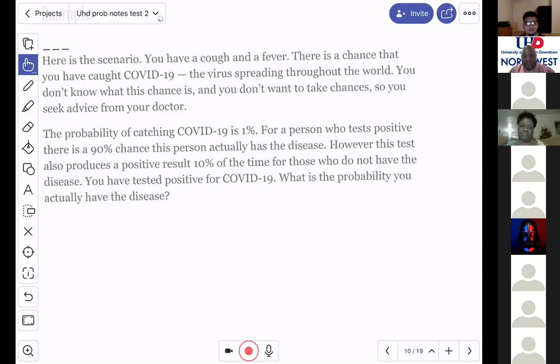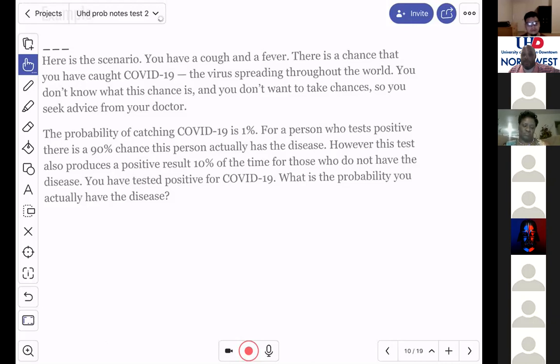Your first job is actually to determine your events. There are two events here, all right? The event is disease, which is made up of either you have the disease or you don't. And the other event is the status of your test, which is either positive or negative.